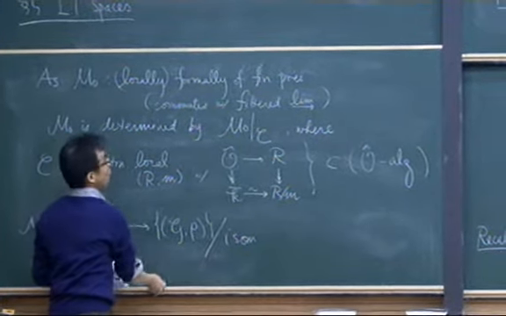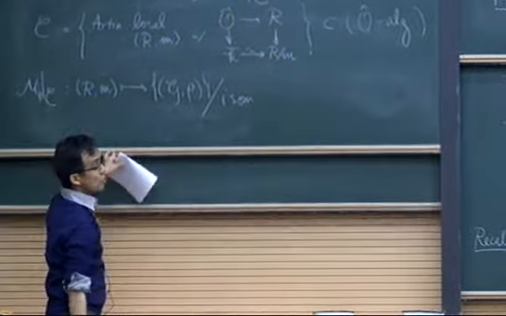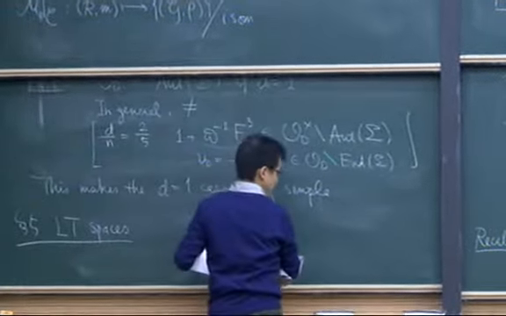So let's look at what this functor is doing over C, this smaller category.